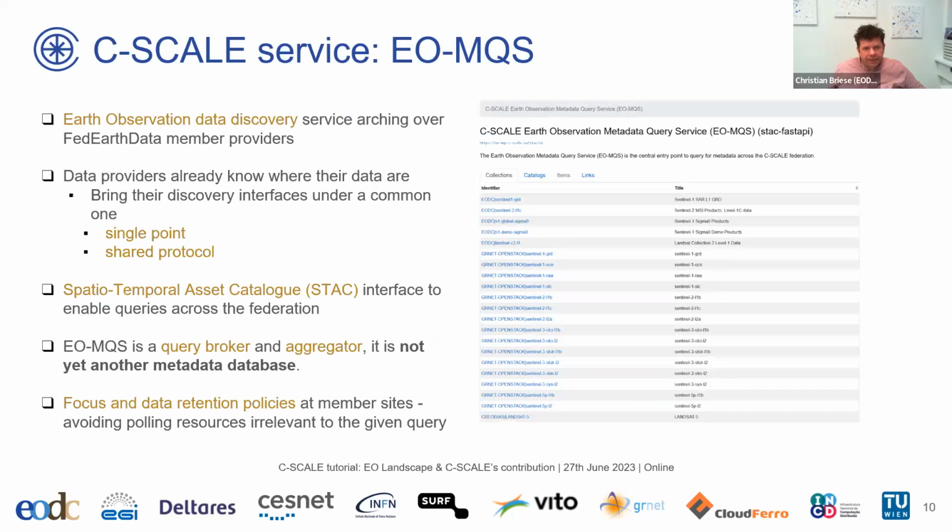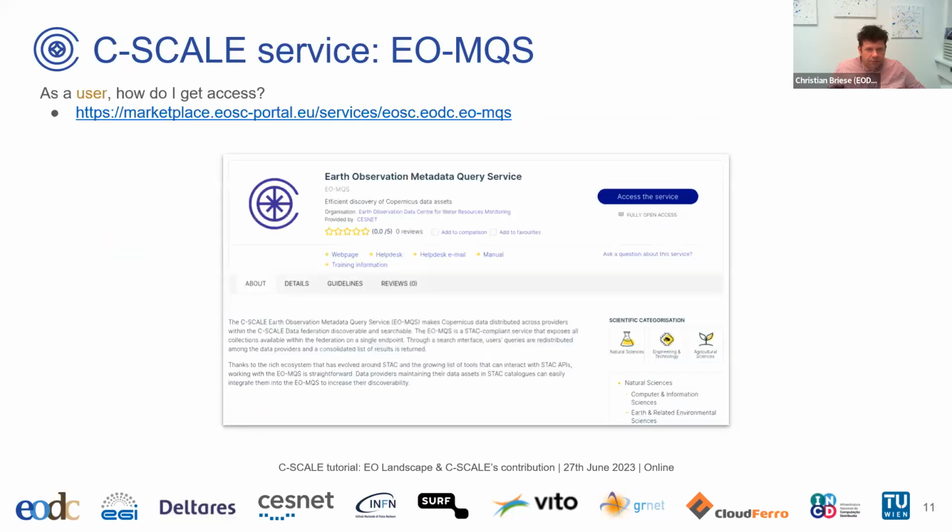The next thing is the metadata query service, which allows you to discover data on multiple endpoints. With one shared protocol, we have implemented the usage of the STAC catalog, so the SpatioTemporal Asset Catalog. It is also presented in this slide. And basically, EO MQS is a query broker and aggregator of this metadata information, so that people can easily search for the different data of interest that is around in the federation. Yeah, again, accessible via the European Open Science Cloud and as also displayed here on this slide. So I think I don't need to detail that further.